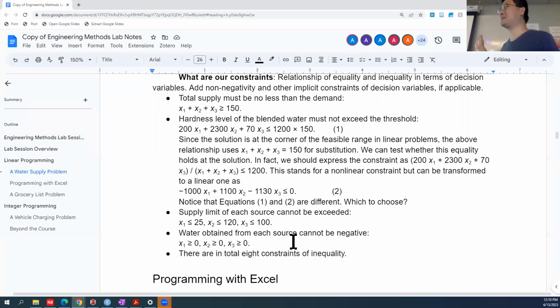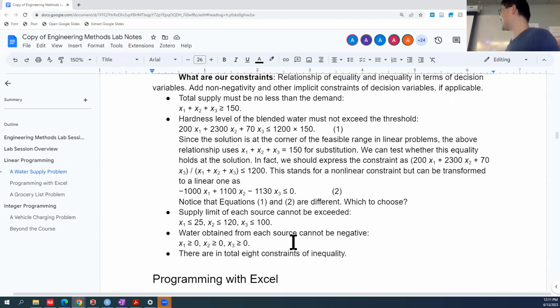But very important here is that we want to make sure the direction or the sign of the operator is correct. So for example, here it says that X1 plus X2 plus X3 is equal to or greater than 150. Do not use an incorrect operator. Otherwise, you will possibly get the solution wrong.